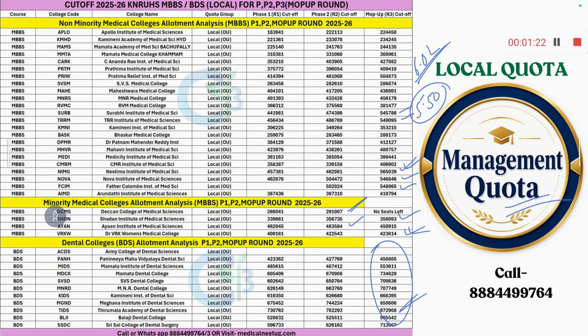In the case of the dental seats, it will go up to the 9 lakh rank, and for the local students, depending upon colleges, the cutoffs will be there in the dental colleges. So if you see overall, if you are a local student, you are safe till 6 lakhs. If you are a Muslim minority student, you are safe till 5 lakhs to get the seat, and if you are looking for the dental seat as a local student, you can get up to 10 lakhs.